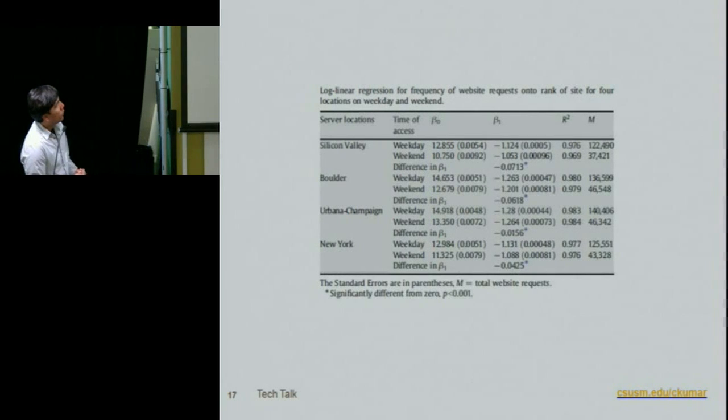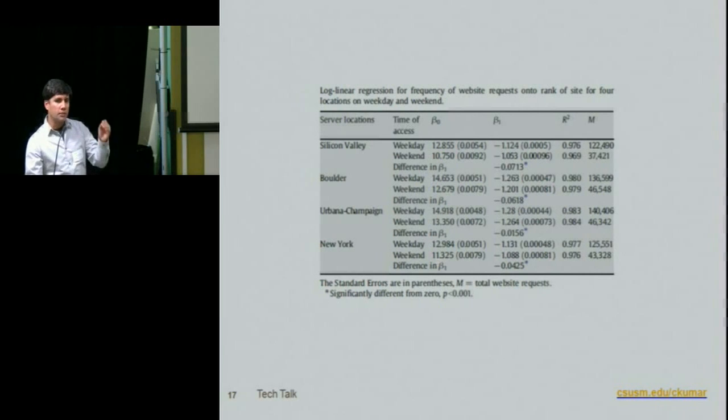All right. So for our second factor, that is the time of access differences, what we did is that for each of those 4 locations, we partitioned the data between weekdays and weekends. And once again, we ran the log linear regressions between frequency of requests onto the rank of the site. When we do that, we again see that there's a very high R-squared value for each location between weekday and weekend, which confirms to us that there's indeed a long tail behavior even at the difference of weekday and weekend at each location. So that was one result.